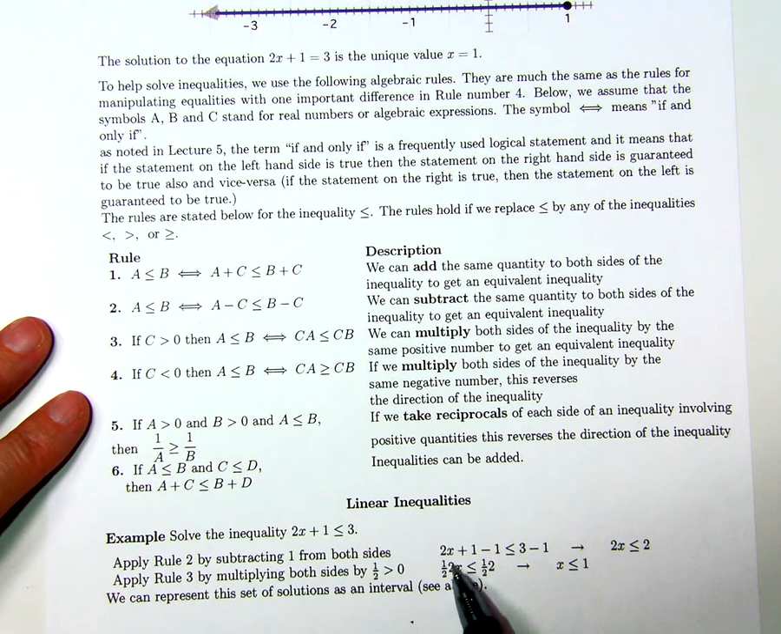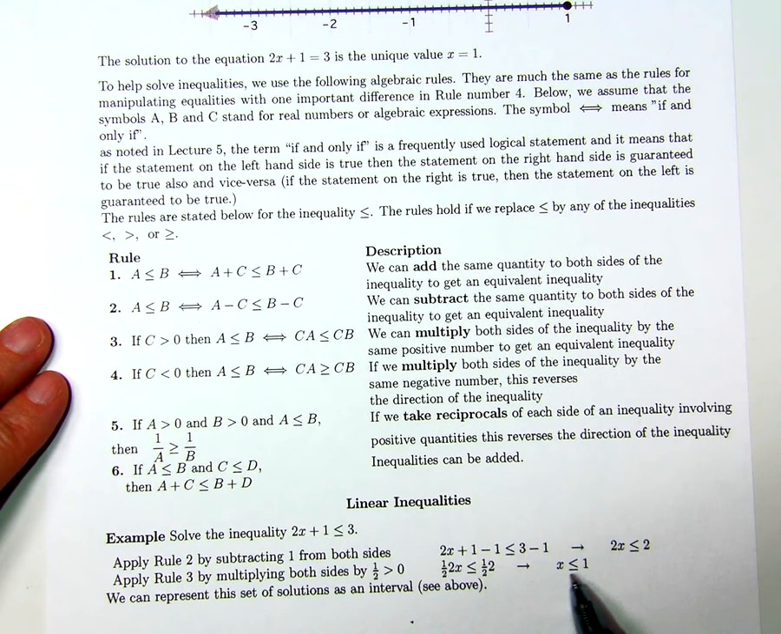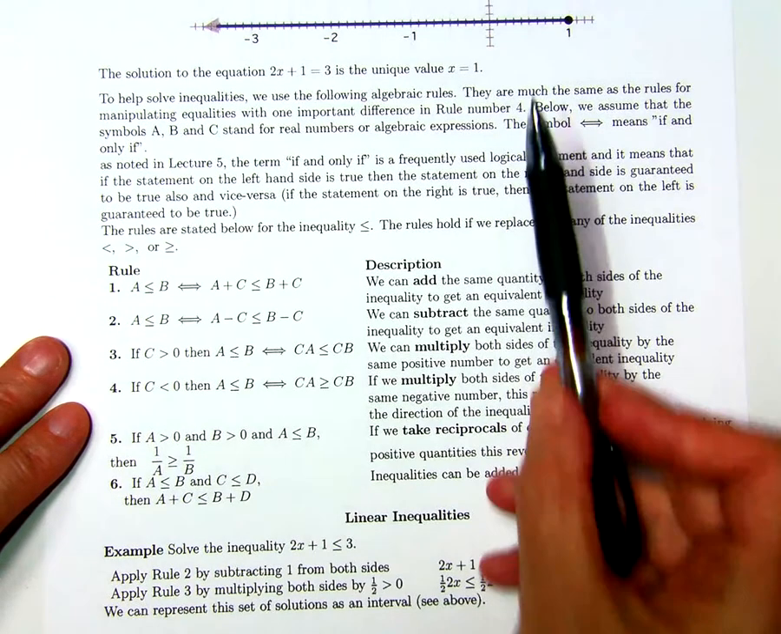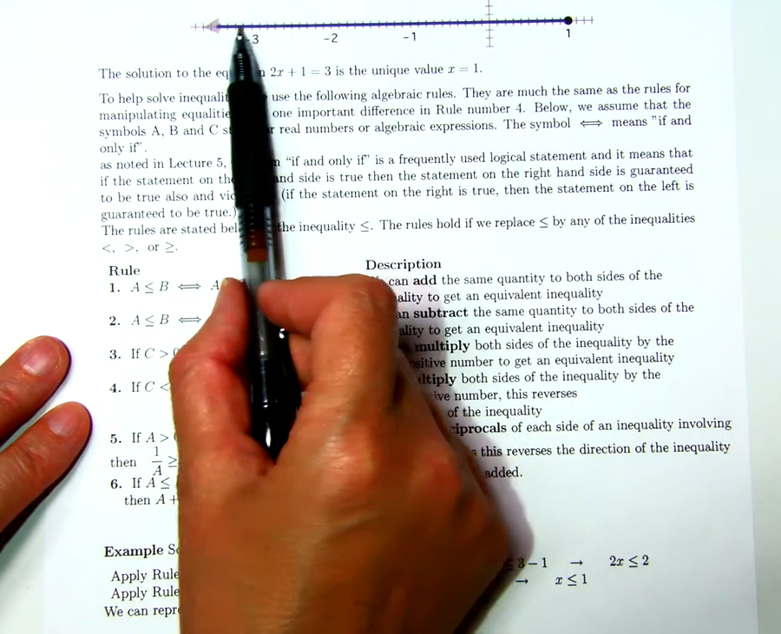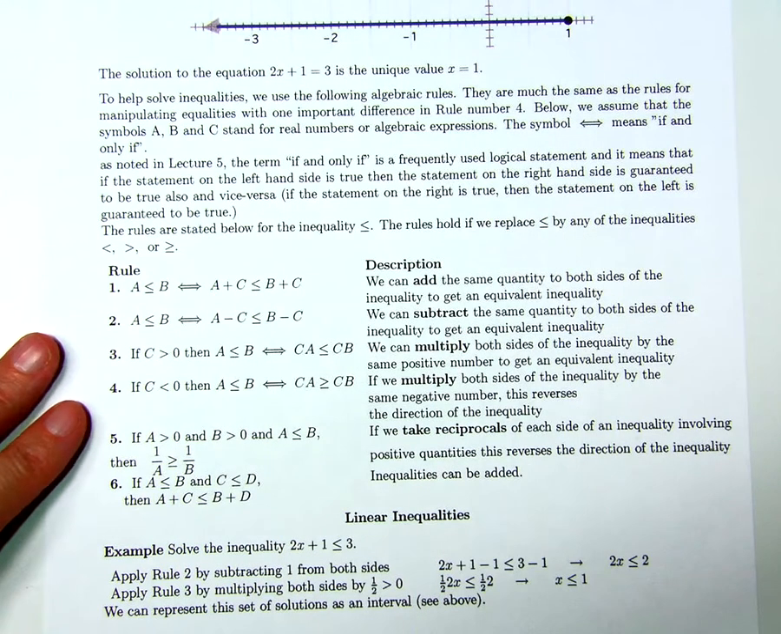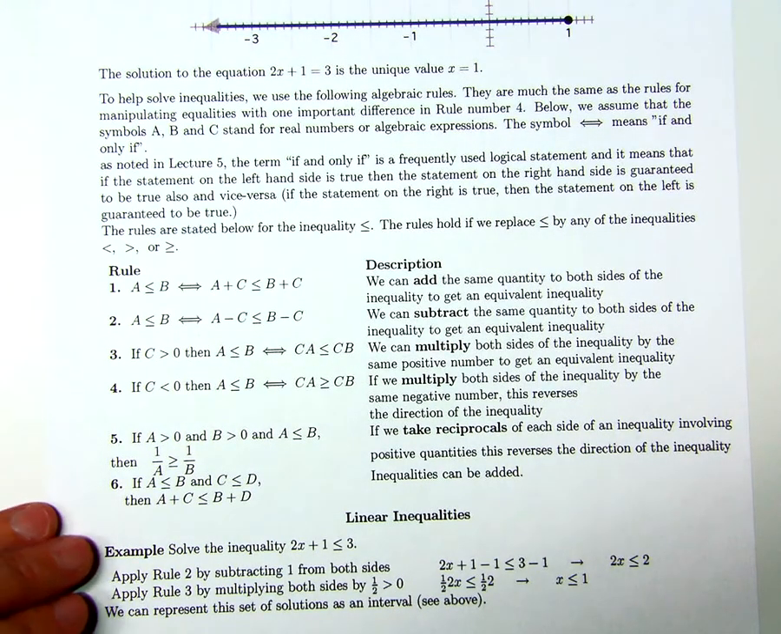And now the 2's cancel there and the 2's cancel there, so I get x less than or equal to 1. And this is our solution set. This is one description: it's all real numbers less than or equal to 1. And another description we gave above on the real number line: it's all numbers on the number line which are to the left of 1, including 1.